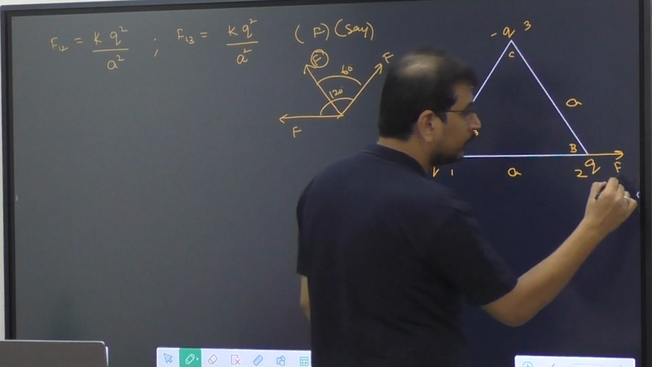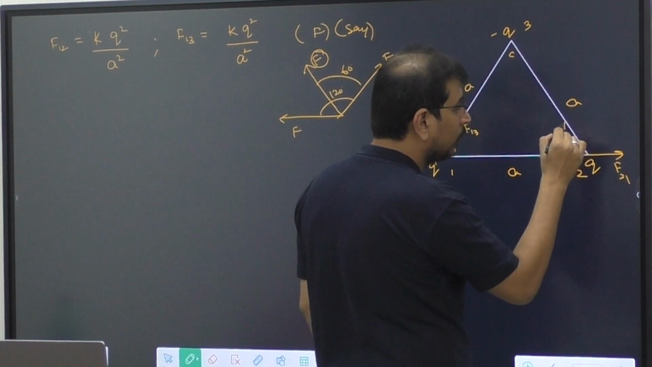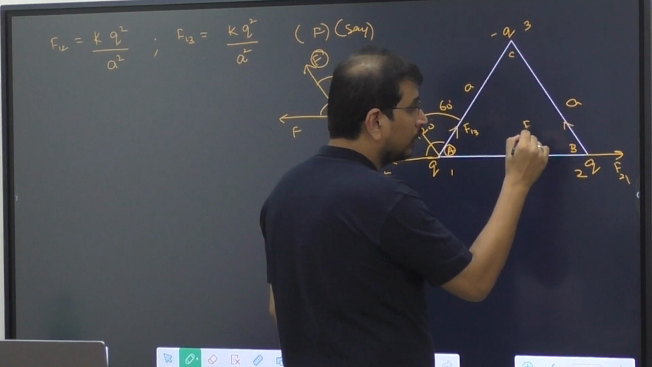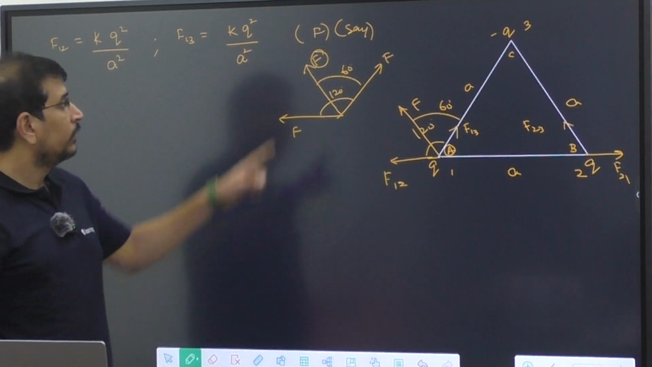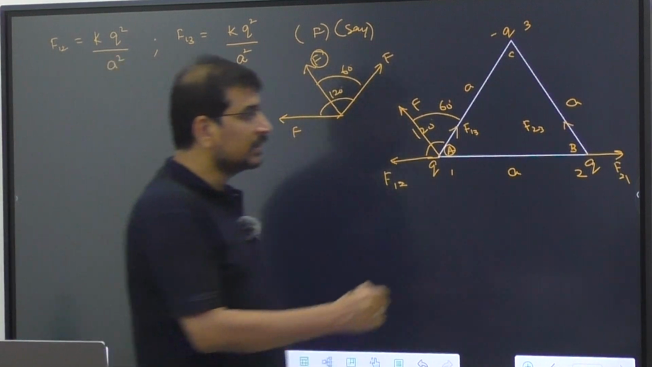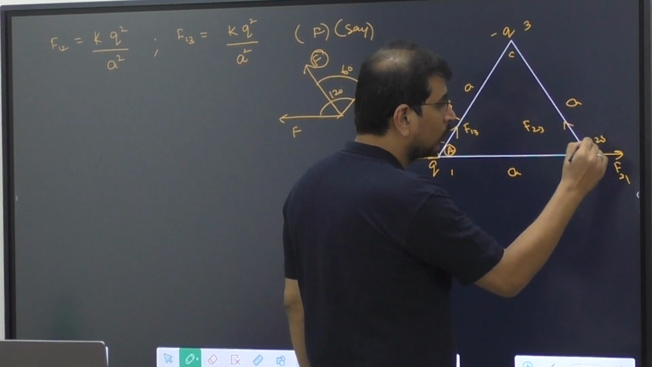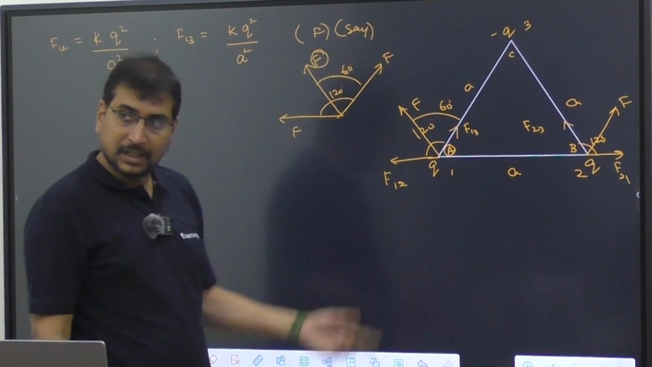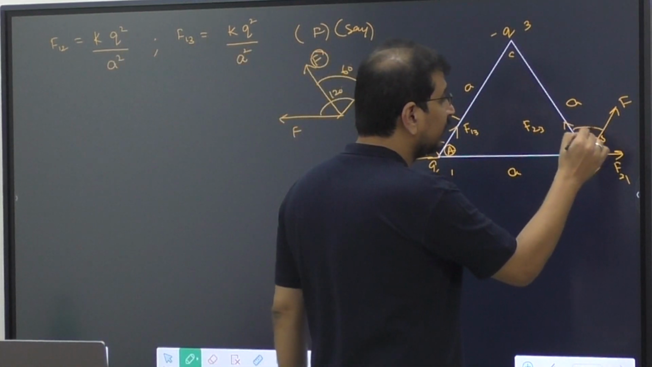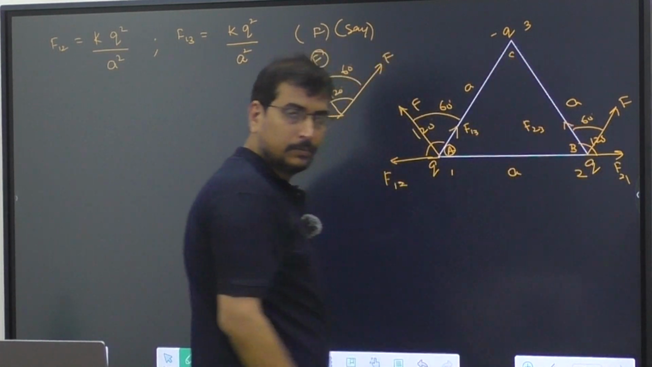What is the name for this? F21. What about this? F21 and F23. What is the magnitude of them? Same F. Right. How much is this angle? 120. What will be the resultant? Resultant will be F, making an angle 60 degrees with whom? With these.